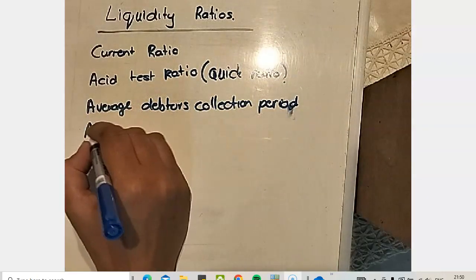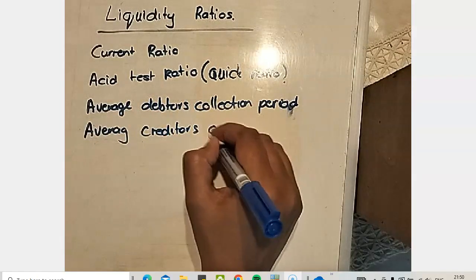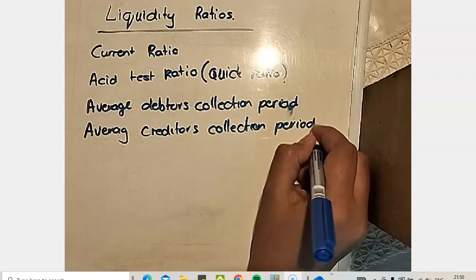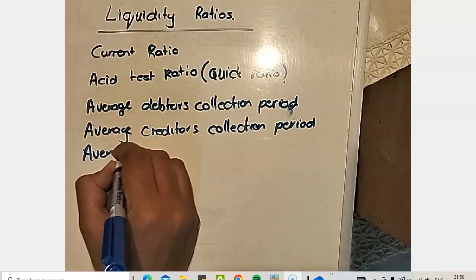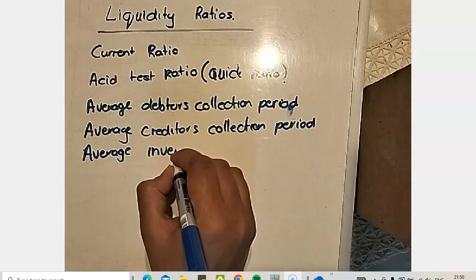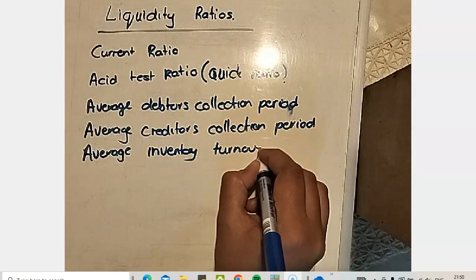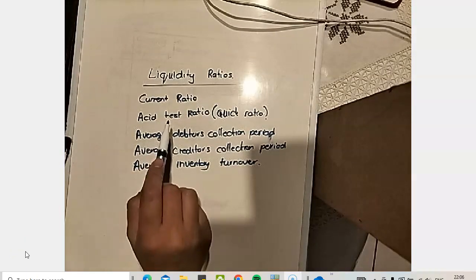Then you've got your average creditors collection period. And then you've got your average inventory turnover. Okay, just going to explain quickly to you guys which one, just to get back to the different liquidity ratios.